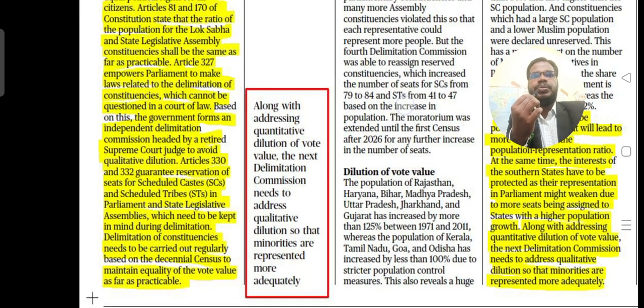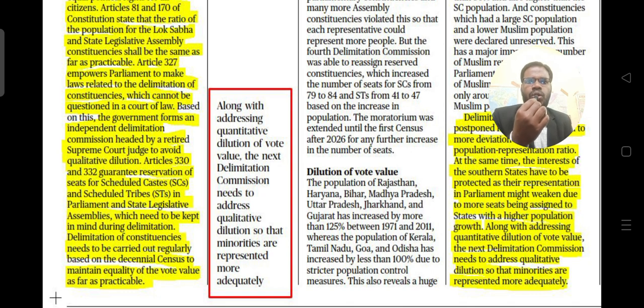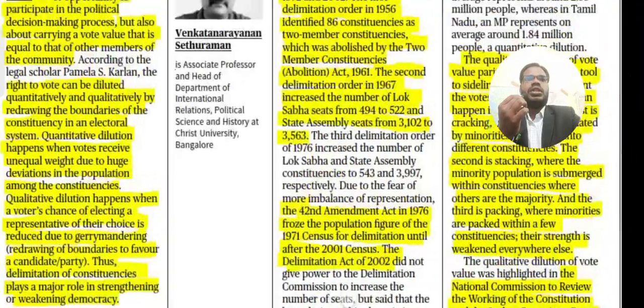Articles 330 and 332 guarantee reservation of seats for Scheduled Castes and Scheduled Tribes in the Parliament and state legislative assemblies, which need to be kept in mind during delimitation. Delimitation of constituencies needs to be carried out regularly, based on the decennial census, to maintain equality of the vote value as far as practicable. So we will see another part.